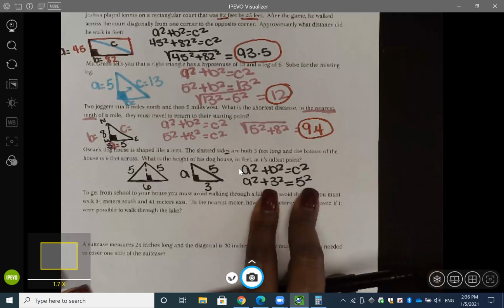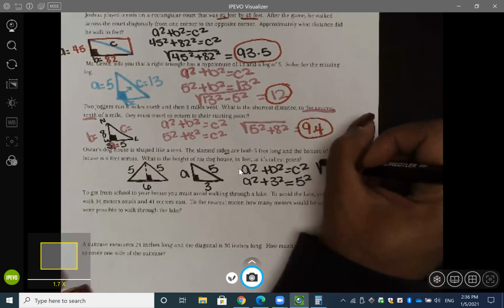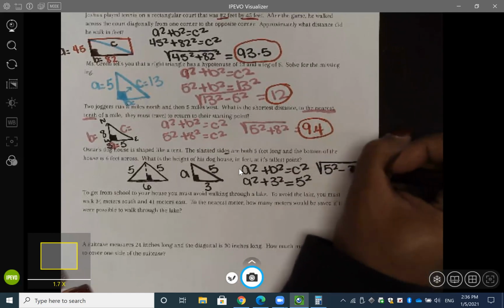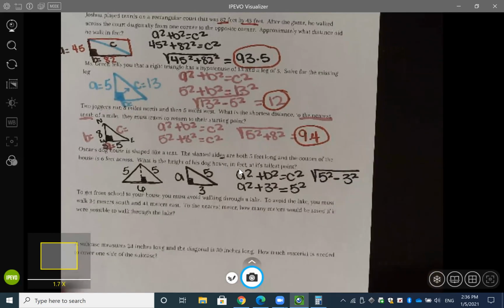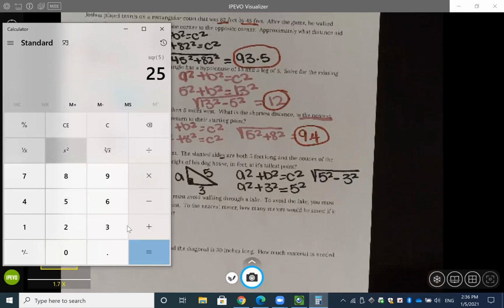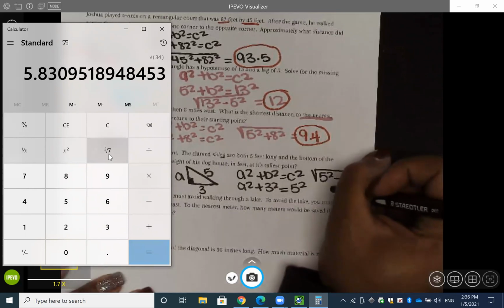When they're on two different sides, I know that I'm going to do the square root and I need to subtract. So 5 squared minus 3 squared, and I'll get my answer. So 5 squared is 25 minus 3 squared, which is 9. 25 minus 9 is 16. And then take the square root of that.